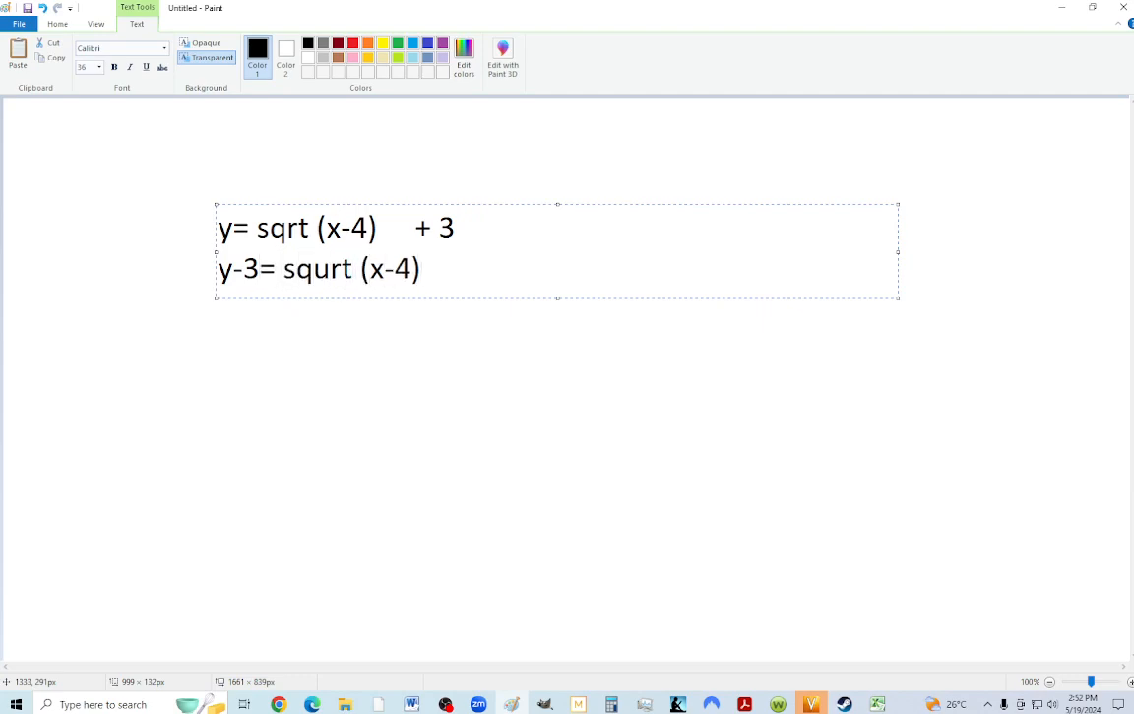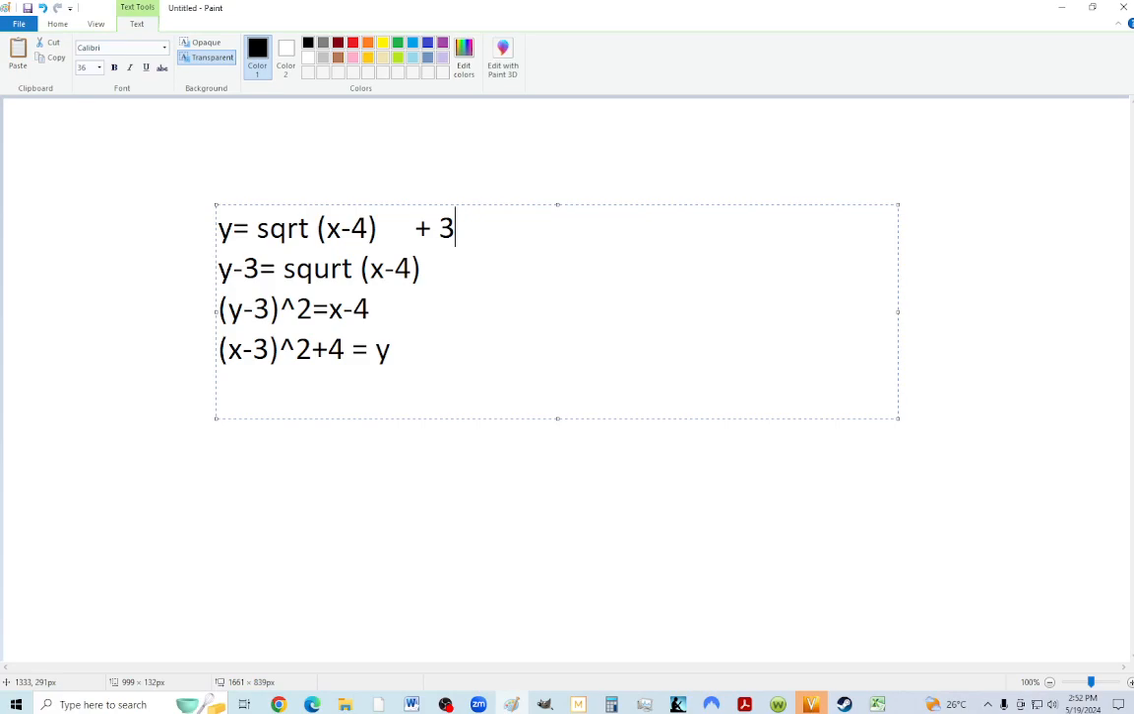Then we're going to square both sides, and this is what would create the parabola by mistake. And then you add 4 to both sides, and then you switch your x and your y. Now the problem is that will look like a parabola. So you have to go back and look at the range restrictions here.